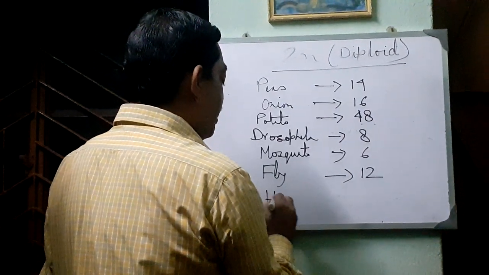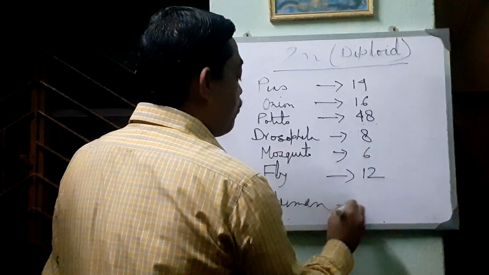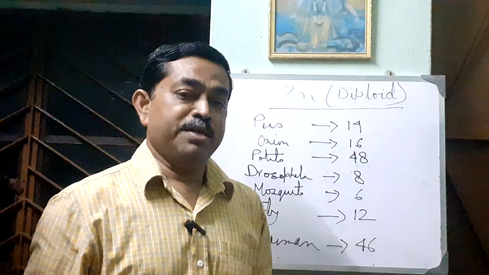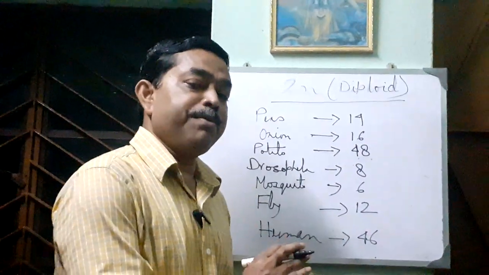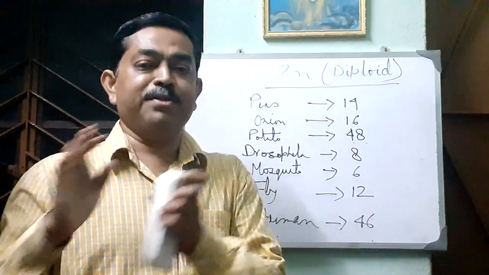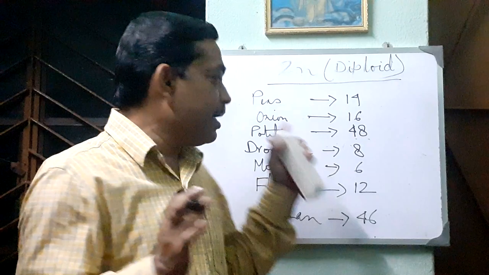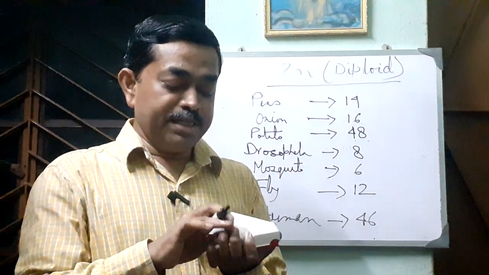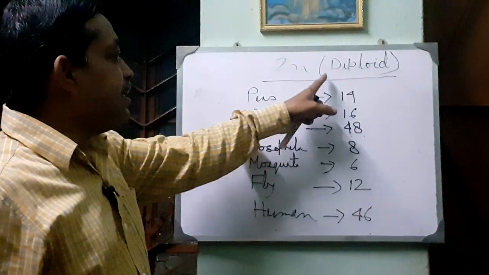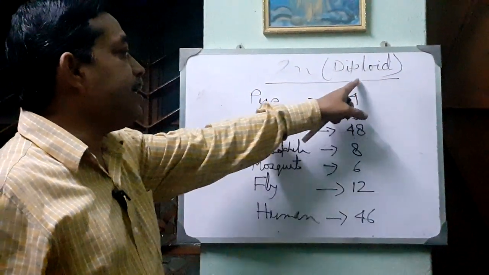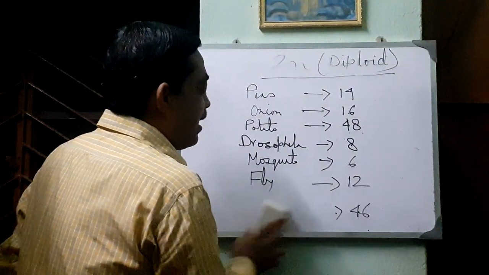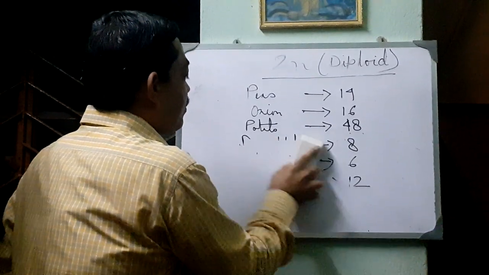And humans contain 46 chromosomes, meaning 23 pairs of chromosomes. One set of 23 chromosomes from one parent and another set of 23 from the other, and the chromosomes of each pair are the same. I have shown in the picture how it looks. So these are the 2n diploid chromosomes in all eukaryotic cells, organisms, plants, and animals.